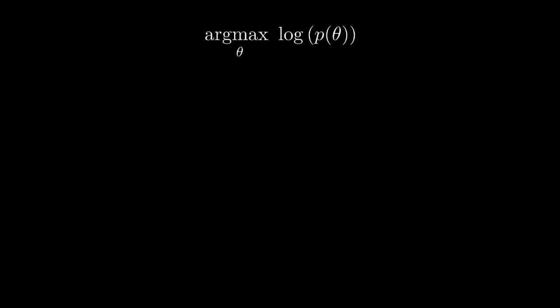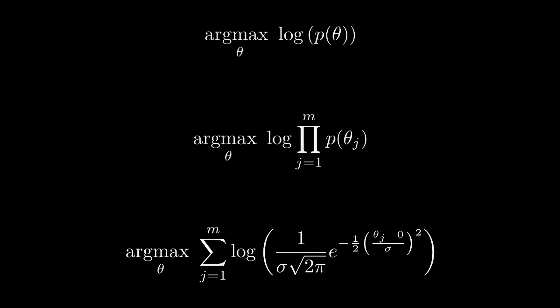First, we will use the independence of parameters in the prior to write it as a product of probabilities of each theta sub j. For this derivation, we will take theta sub j to be drawn from a normal distribution with constant standard deviation sigma. We also use a property of logs that the log of a product is equal to the sum of the logs of the individual terms in the product to rewrite the expression as shown.